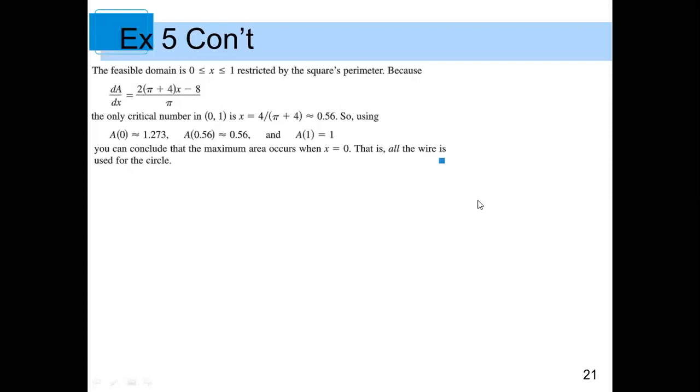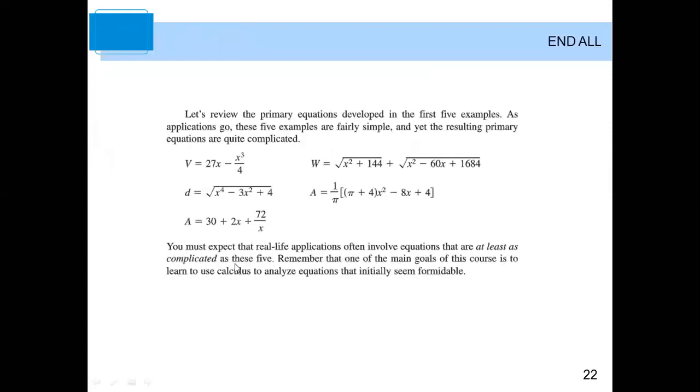So when x is 0, that means that all of the wire is used for the circle, because remember, x was the amount used for the square. So if x is 0, then all of the wire is going to be used for the circle.